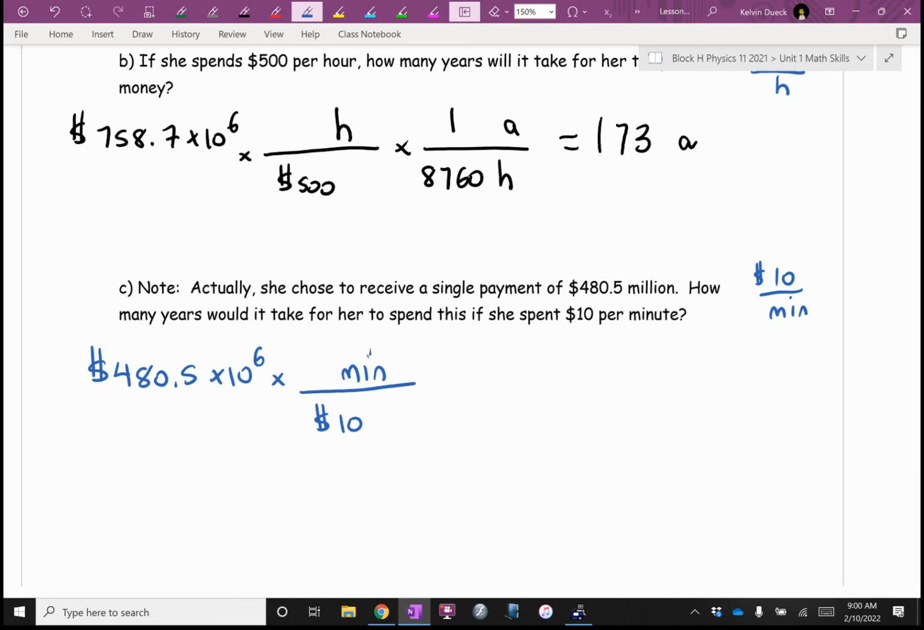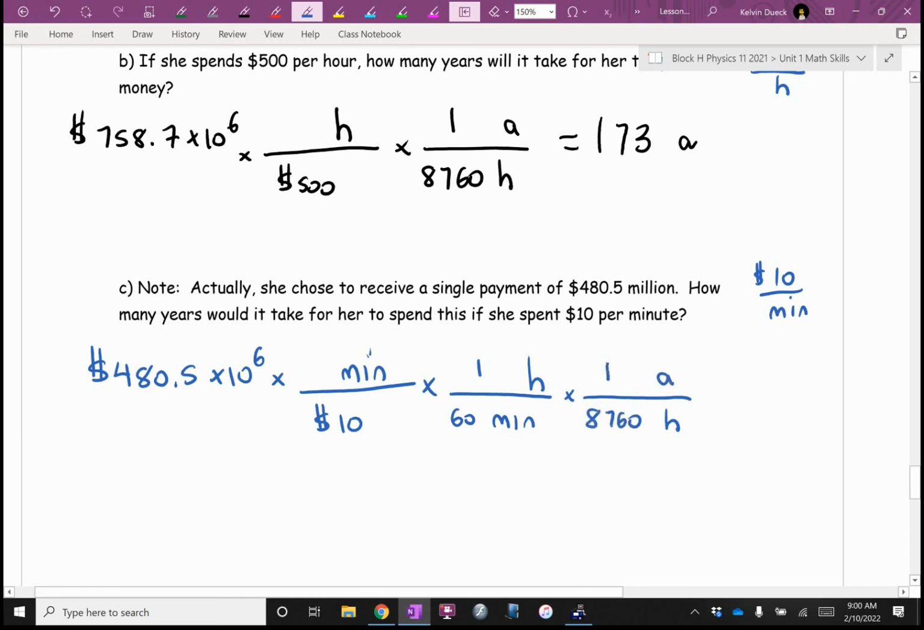I want to convert minutes to years. What can I convert minutes to? Hours, that I can do. So it's going to be minutes on the bottom, hours on the top. 1 hour is 60 minutes. What can I convert hours to? Hey, I got my little handy dandy conversion factor. Hours on the bottom, years on the top. 1 year is 8,760.